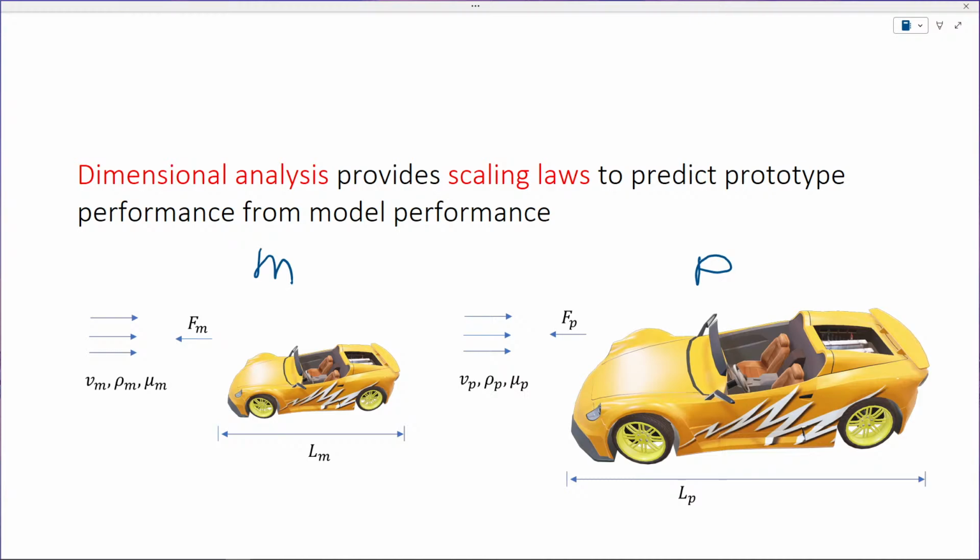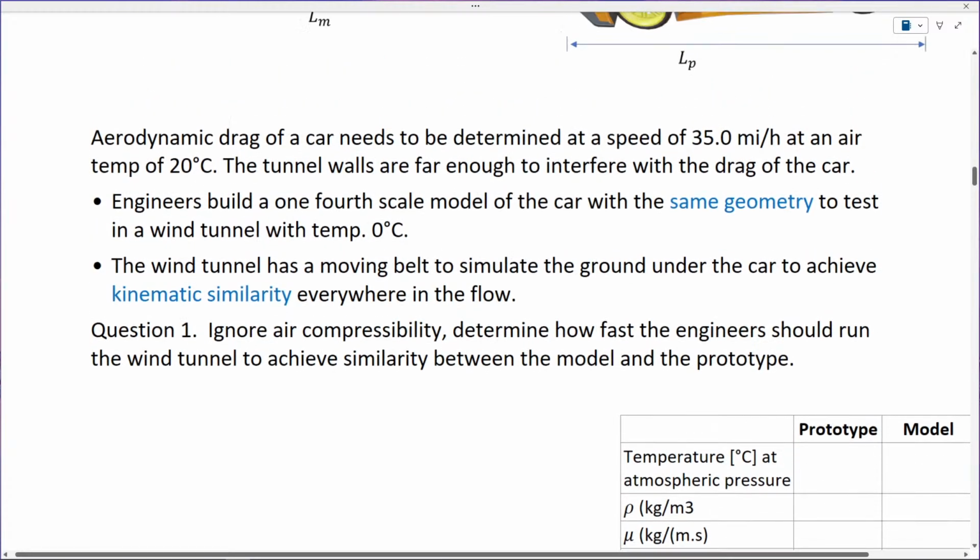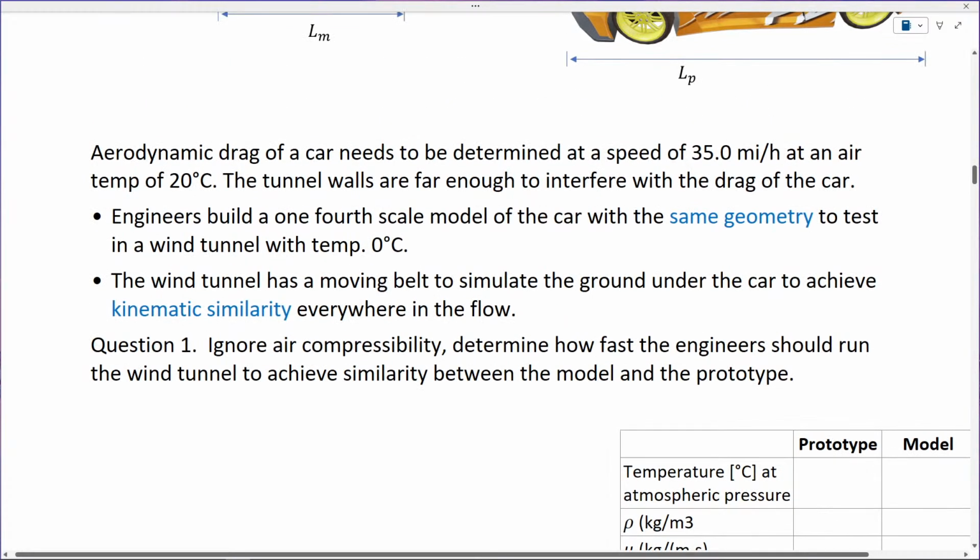Here we have a small scale model of our prototype. So let's read this problem. Here we want to estimate the aerodynamic drag of a car that needs to be determined at a speed of 35 miles per hour at an air temperature of 20 degrees centigrade. The tunnel walls are far enough.